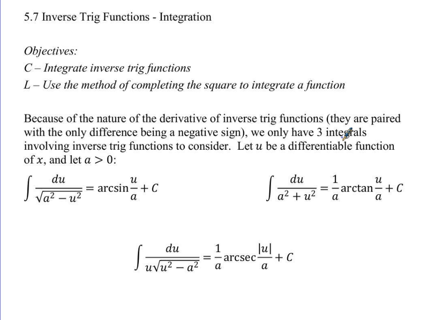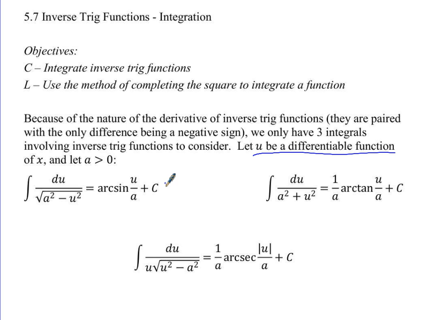All the co's are very similar to the regular functions: secant, tangent, and sine. The co's are the same. Let u be a differentiable function of x, as usual, and a is greater than 0. Then the integral of du over the square root of a squared minus u squared is the arcsine of u over a plus c.